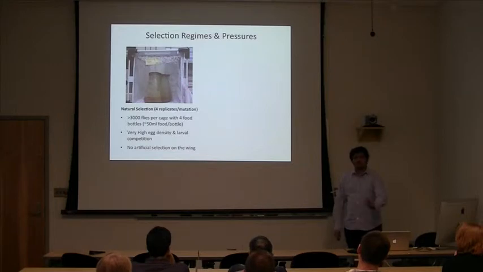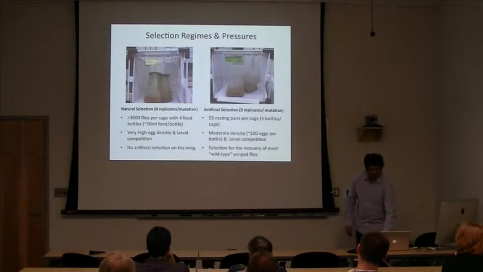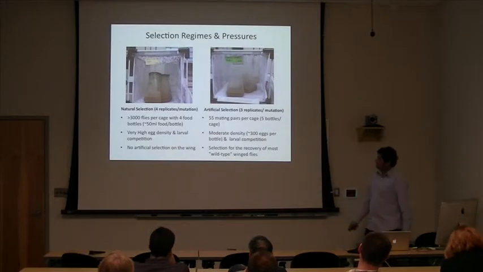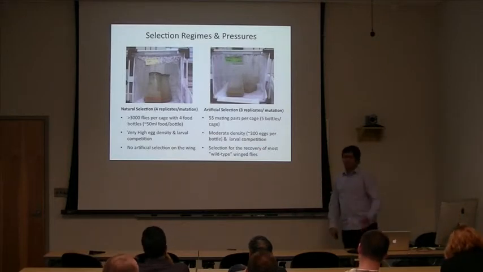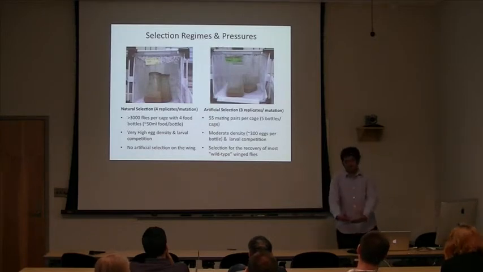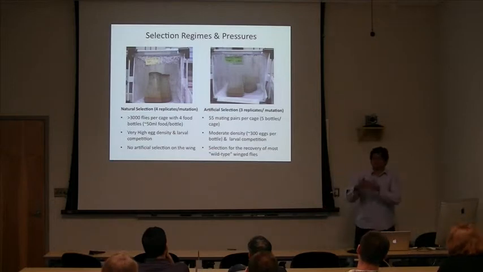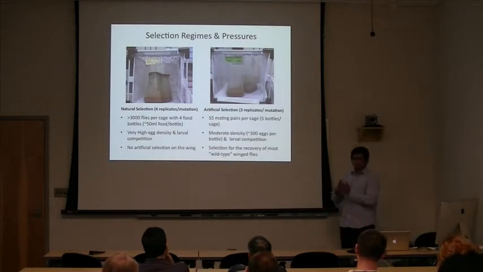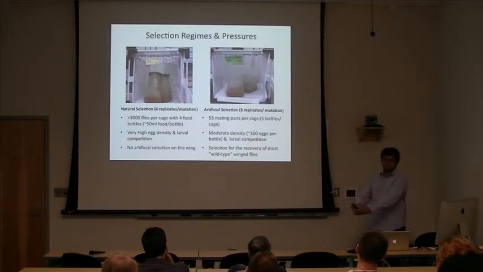I'm not selecting directly on the wing here. There is no artificial selection on the wing. We just let them do their thing. Then there's an artificial selection replicate where the adult density is low and the larval density is also low. Here I artificially select the 55 most wild-type looking wings every generation, and they seed the population for the next generation. So two different treatments.